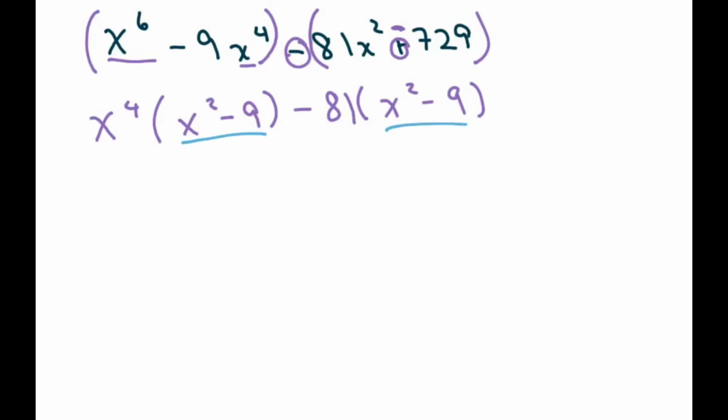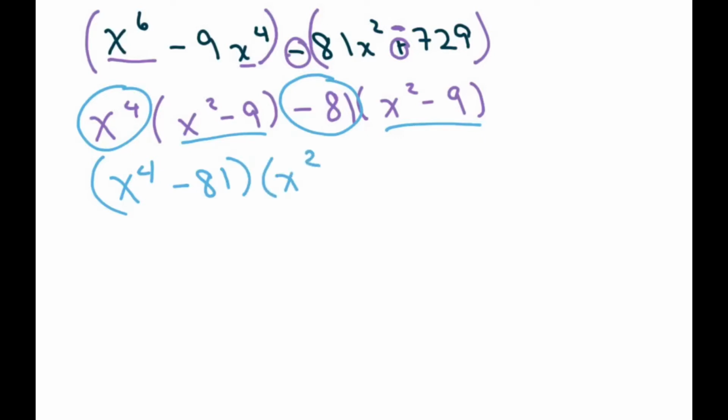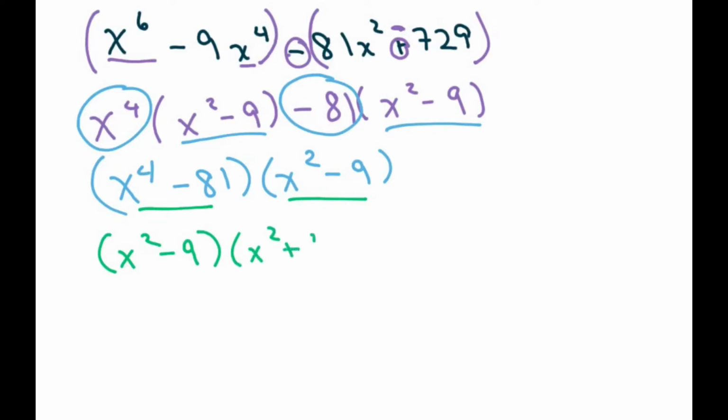since these two are the same, I can group these two together. So I have x to the fourth minus 81 times x squared minus 9. Now both of these are difference of squares, so this one would be x squared minus 9 times x squared plus 9. This one here would be x minus 3 times x plus 3.